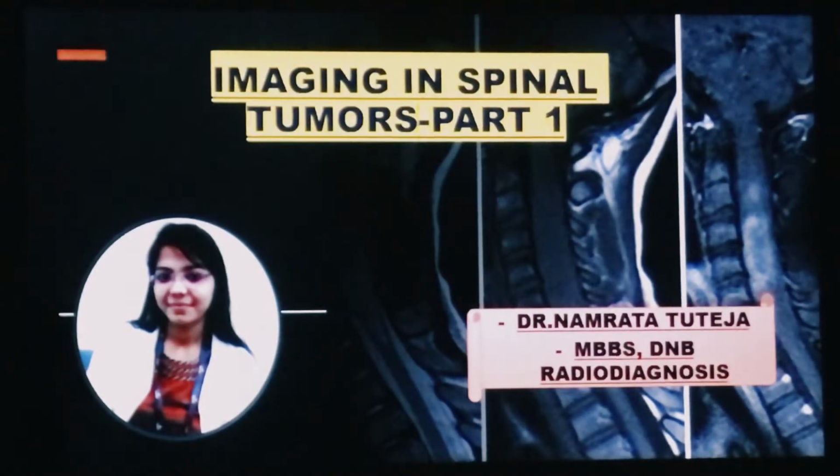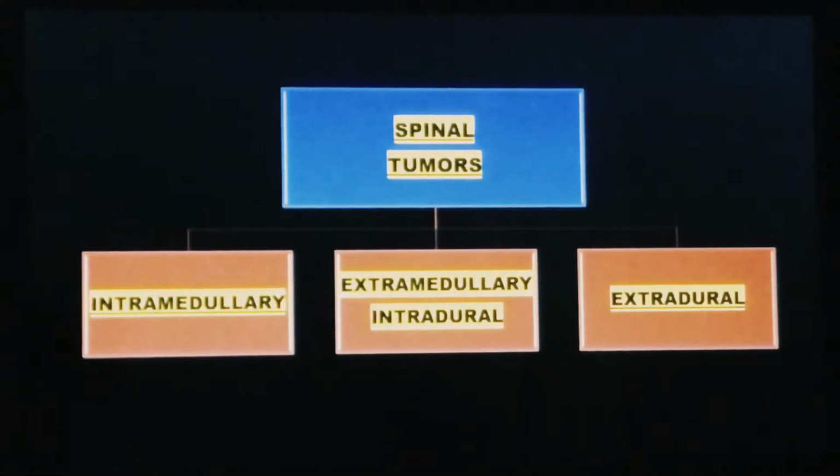I'll begin with today's topic, that is imaging in spinal tumors. I'll be covering this in two parts. So let us begin. Spinal tumors are divided into three types, that is intramedullary, extramedullary intradural and extradural tumors. In today's presentation, we'll be covering the intramedullary type of spinal tumors.